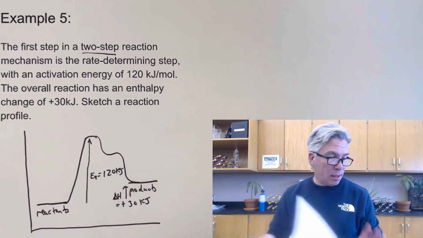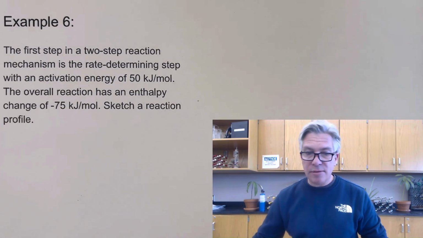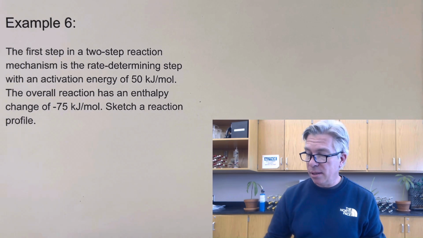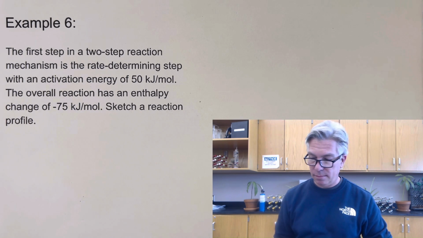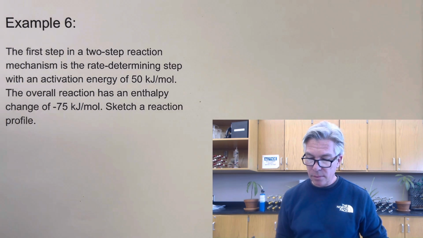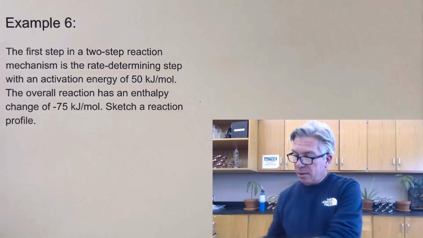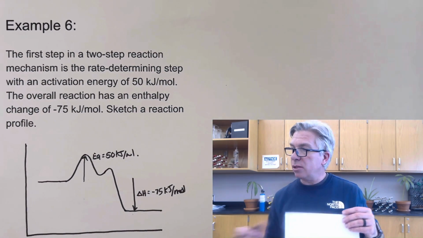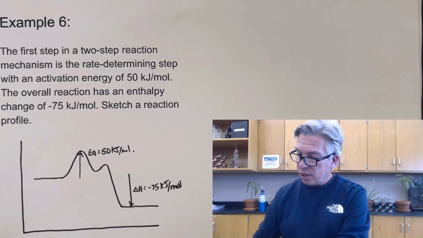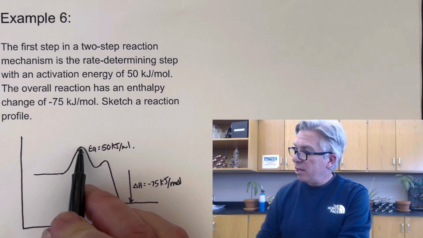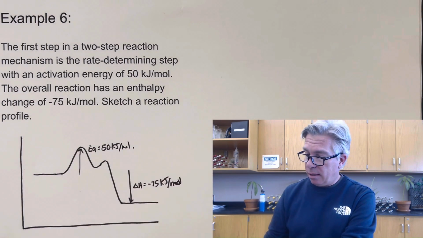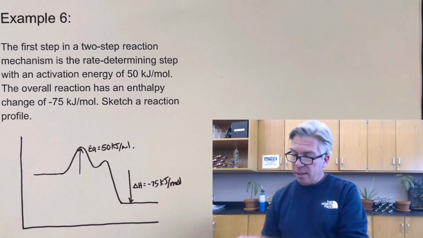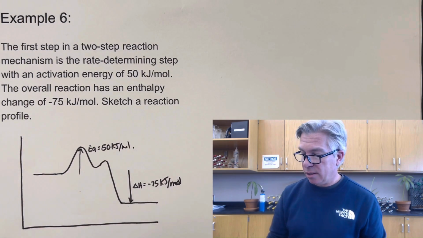Okay, you try. Here is example number 6. See if you can pause the video and come up with a reaction profile that would show this 50 and 75 kilojoules. All right, if you paused the video and did that, congratulations, and hopefully you came up with something that looks like this. The original activation energy is up 50, but we're ultimately going down 75 with another hill somewhere in the middle. Doesn't matter where you put it, but somewhere in the middle at a lower height, and we get a reaction progress that looks something like this.